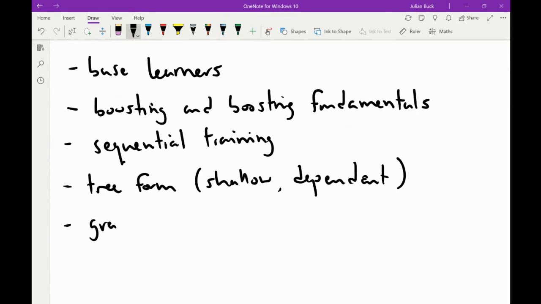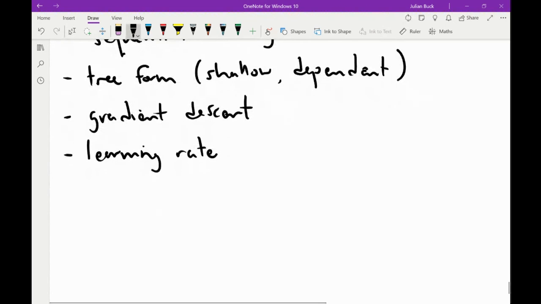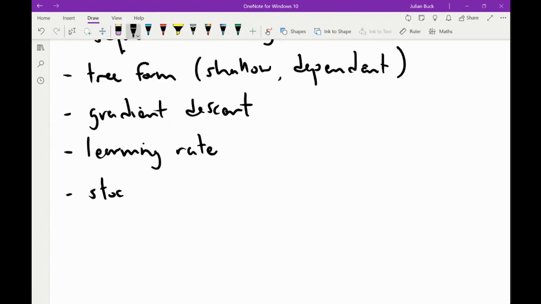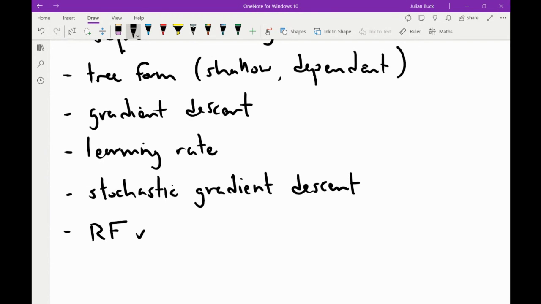The idea of gradient descent as a general process, what is it we're talking about? The learning rate. Stochastic gradient descent, this idea of introducing randomness at the iterations. And then finally, random forests versus gradient boosting, which we just discussed, RF versus GBM. All right, so that's a review for the quiz.